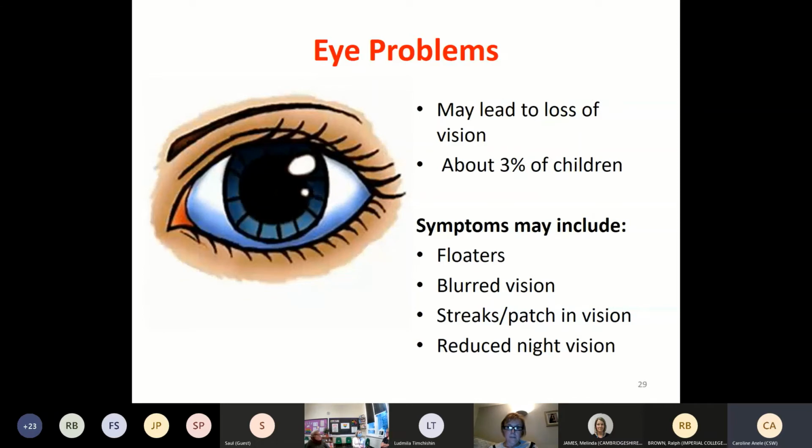Problems can also happen with children with sickle cell disease, and it happens in about 3% of children. However, we know it happens more with the adults. Sometimes we found children that have had loss of vision. They might have floaters, blurred vision, streaks, or reduced night vision. This needs medical attention.